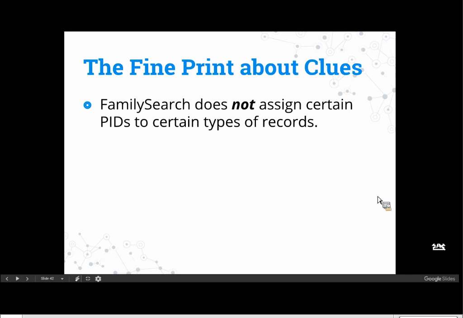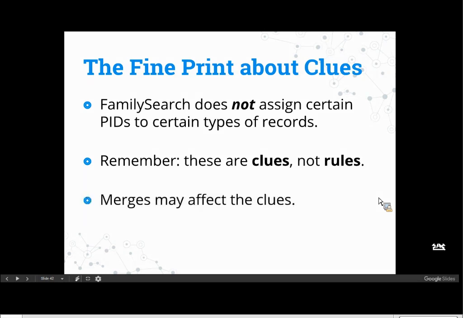So remember, these are clues, not rules. They're not hard and fast rules. And especially merges may affect the clues. So you might see a K that totally doesn't look like a membership record or anything else because it's been merged with a number of other records. So again, use them as clues, use them as something to help you, but don't feel that they're hard and fast and that they're always guaranteed.